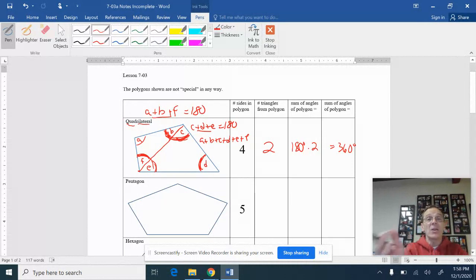Now that's for any quadrilateral. There's nothing special about this quadrilateral at all. Clearly it's not a square or a rectangle or a parallelogram. It's not even a trapezoid. It doesn't even have one pair of parallel sides. It could be any kind of quadrilateral whatsoever. The sum of its interior angles, the angles on the inside, would have to be 360 degrees.